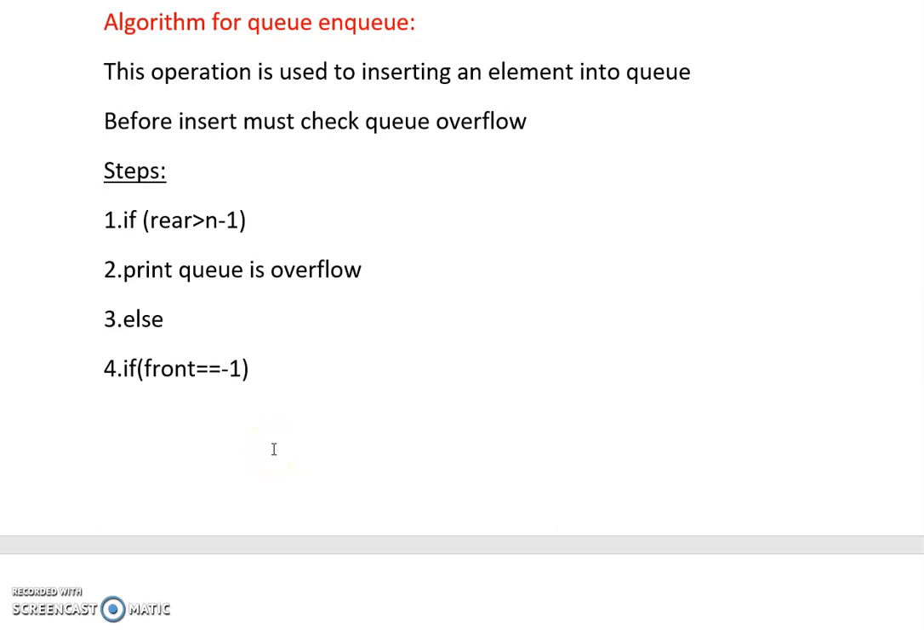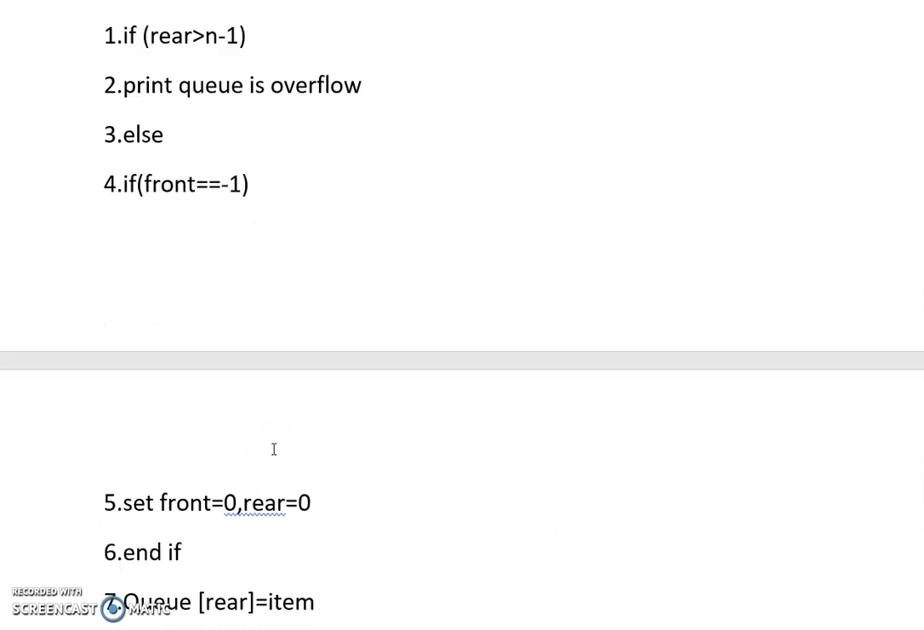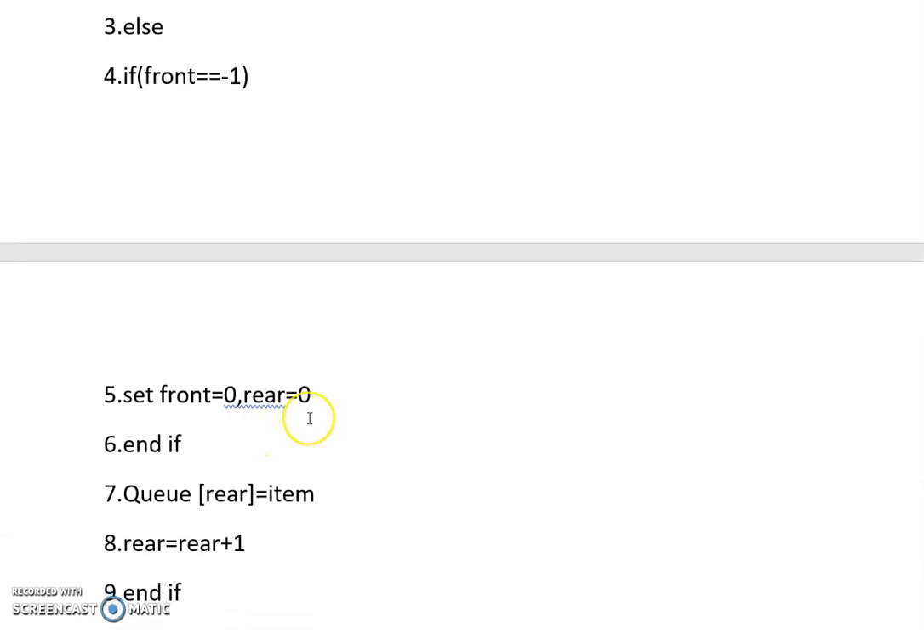If we are inserting the first element, that means if front equals -1, set front equal to 0 and rear equal to 0. And then queue of rear equals item: at that rear position we insert an element into the queue. Next, we increment the rear value.